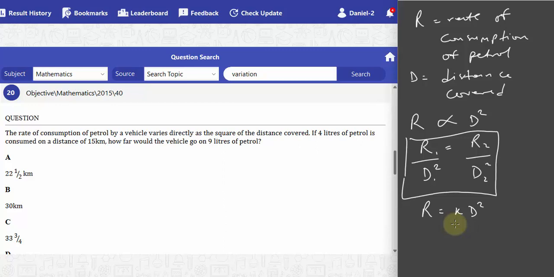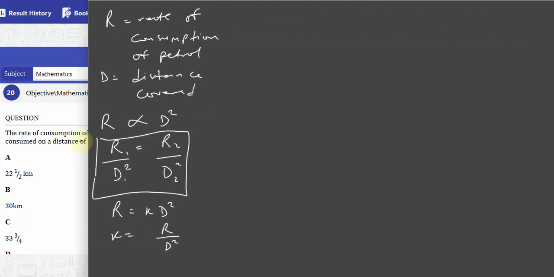Let's look at the information we now know, the extra values or figures we know. If 4 liters of petrol is consumed on a distance of 15 kilometers, so what that means is, okay, let's try to make K the subject. K is R over D squared. So with this information, you can get the value of K, which is the constant, by just plugging in the values of R and D.